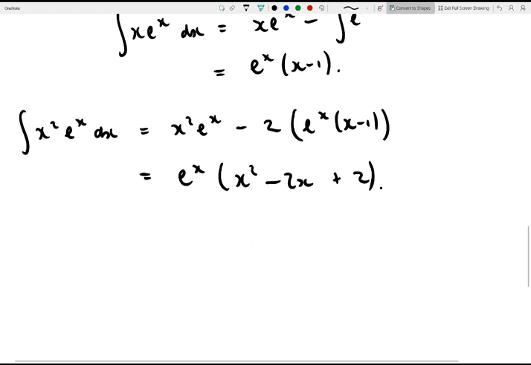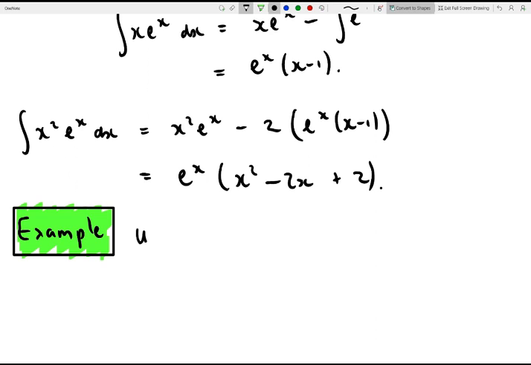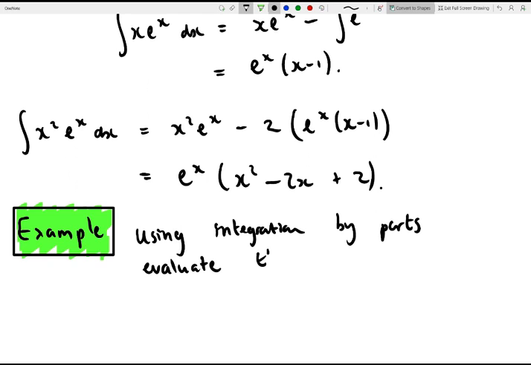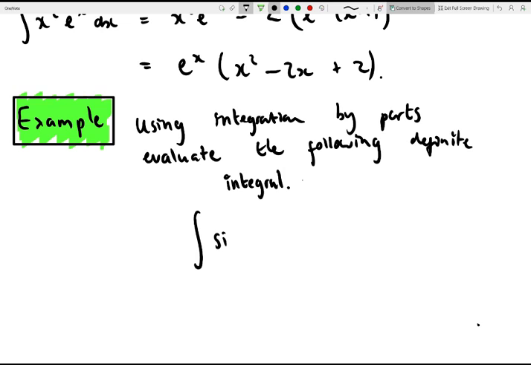And we can look at another example, a slightly more challenging example. Again, using integration by parts, evaluate the following definite integral, and the integral is the integral of sine of x e to the x.